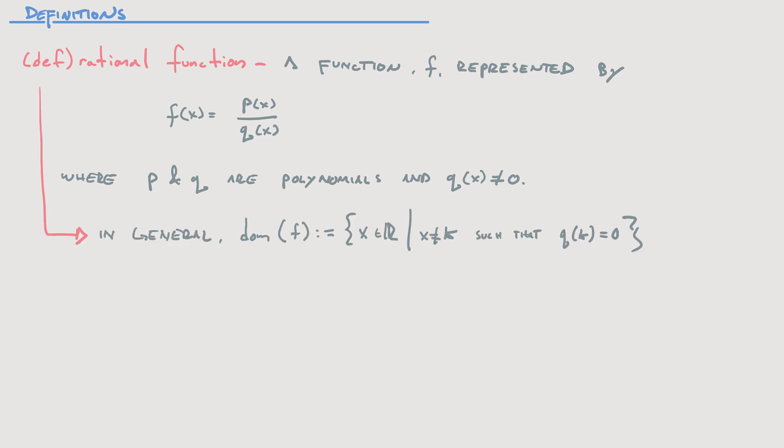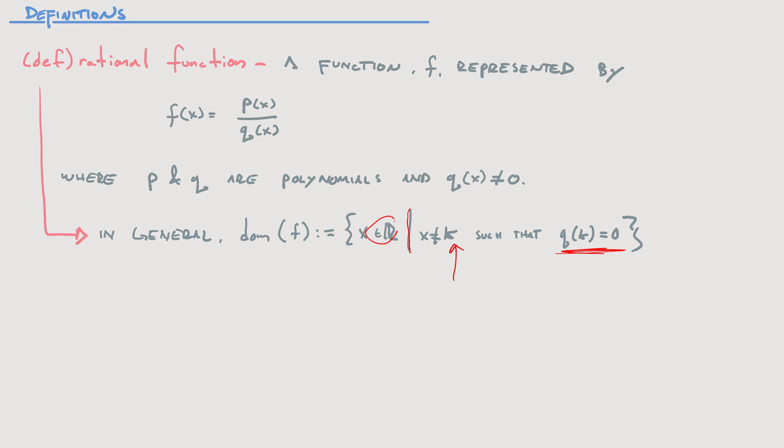But in general, the domain of these functions is all real numbers x, right? x an element of the real numbers, such that, which is what that vertical bar reads, x is not equal to k. And typically, that's where this stops. But the k that x can't be equal to is the thing that makes the denominator 0. Now, a couple things real quick before I look at a very quick example.